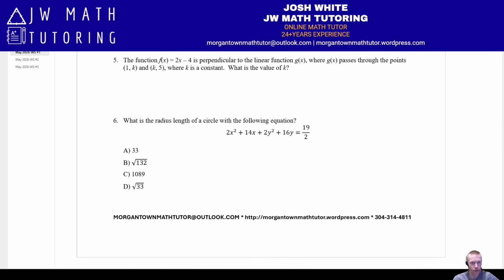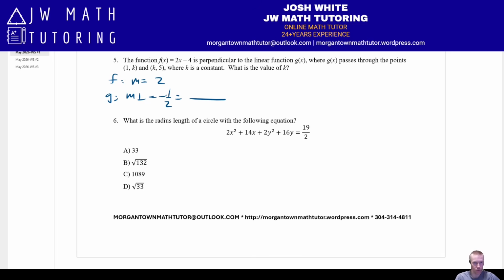So you have this linear function, and it's perpendicular to another linear function, and they give you some points that this new linear function passes through. K is a constant. What's the value of K? All right, so if you want to do this by hand, you can notice the slope of this first line is 2. Therefore, the slope of the perpendicular, which is G, is going to be negative 1/2.